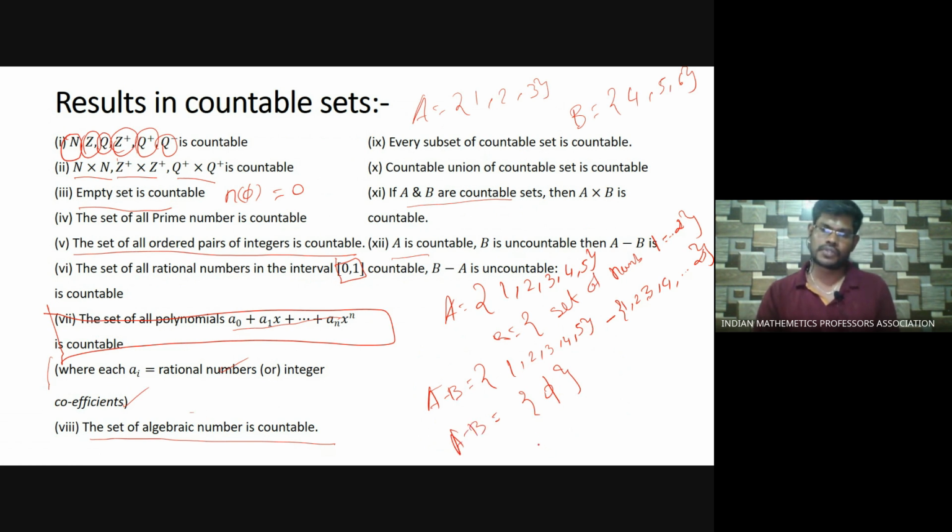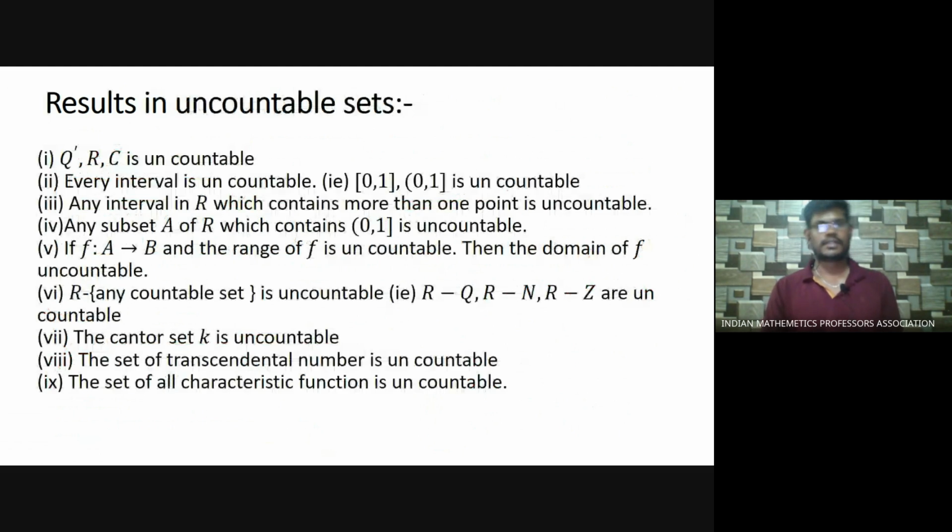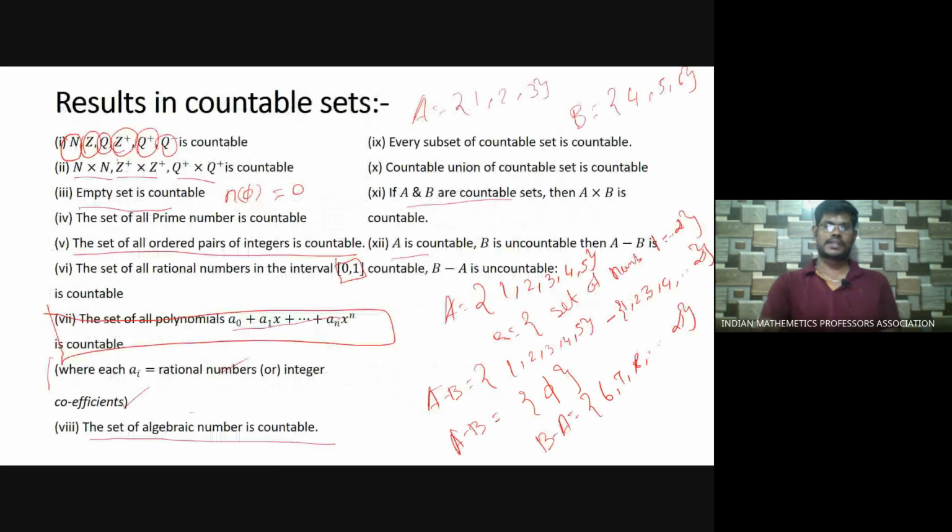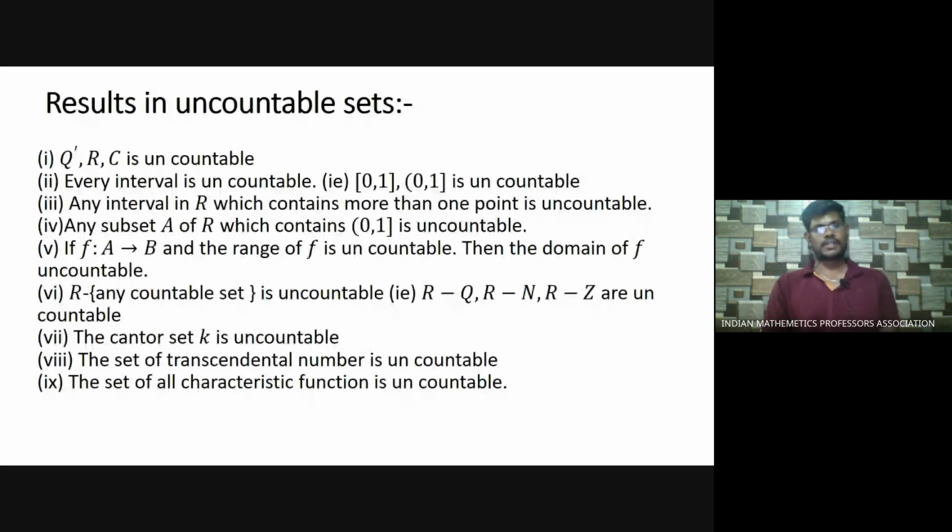Suppose you want to find B minus A: that is 6, 7, up to infinity, and this is uncountable. These are all the results on countable sets, and the opposites are the results on uncountable sets.